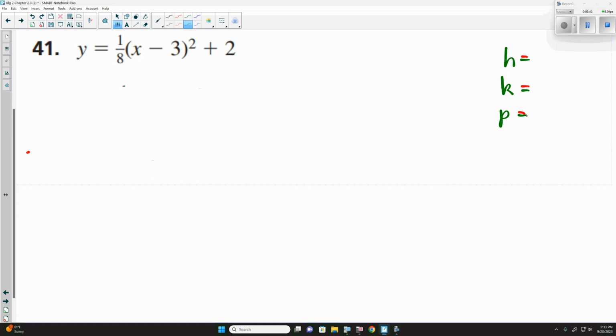H, K, and P. We need to find these 3 values, because if we know these 3 values, we can find the vertex, axis of symmetry, focus, and directrix. Because the vertex is H comma K. The axis of symmetry is either x equals h or y equals k, depending on which equation we have. The focus is either h comma k plus p or h plus p comma k, again, depending on which function we have. And the directrix is either x equals h minus p or y is equal to k minus p. But in any case, we need to find the values of h, k, and p.